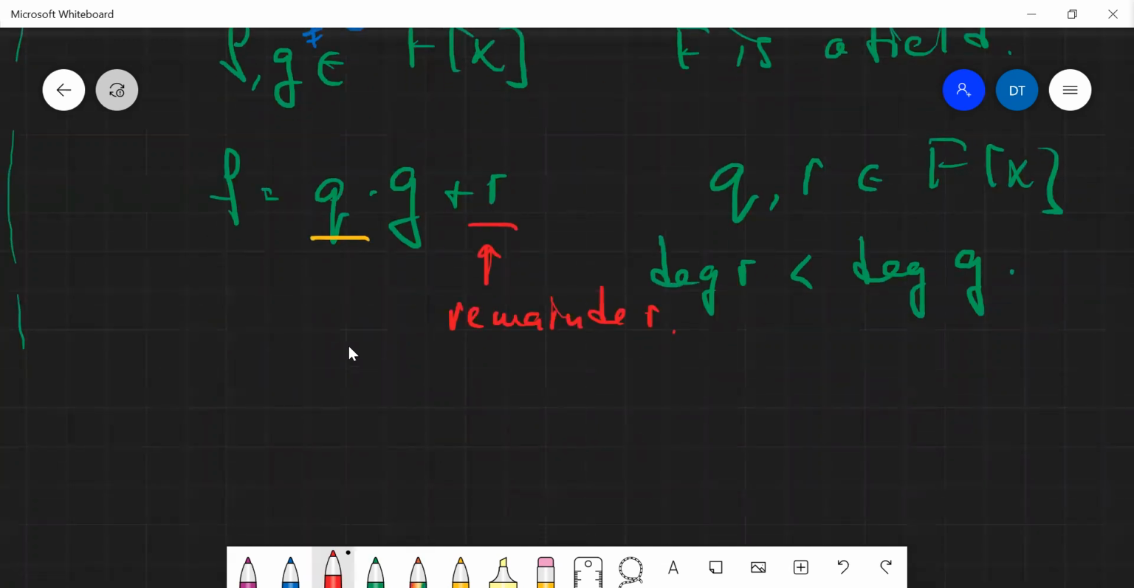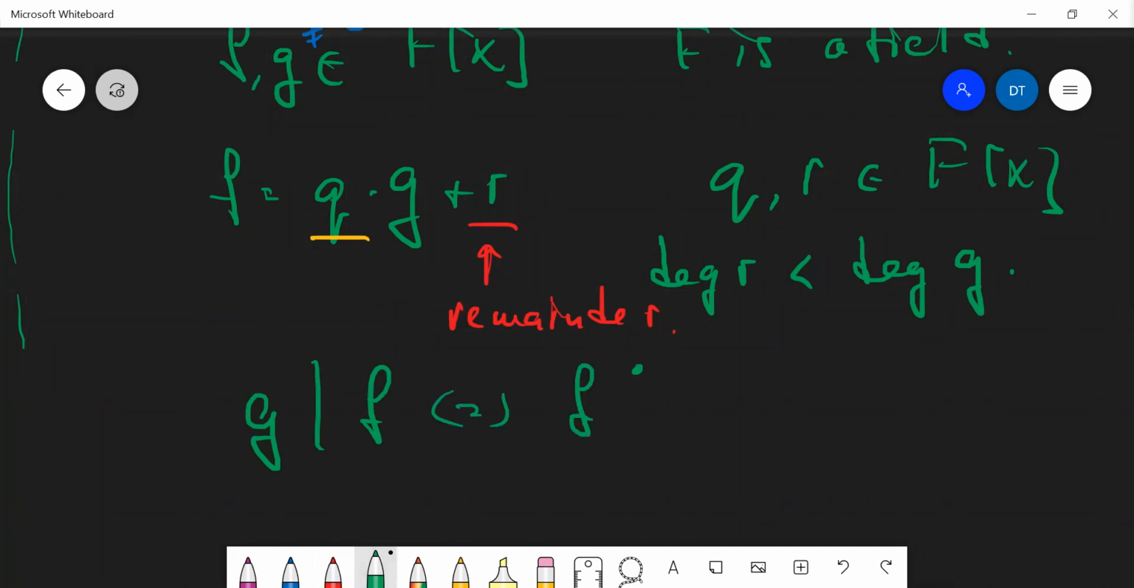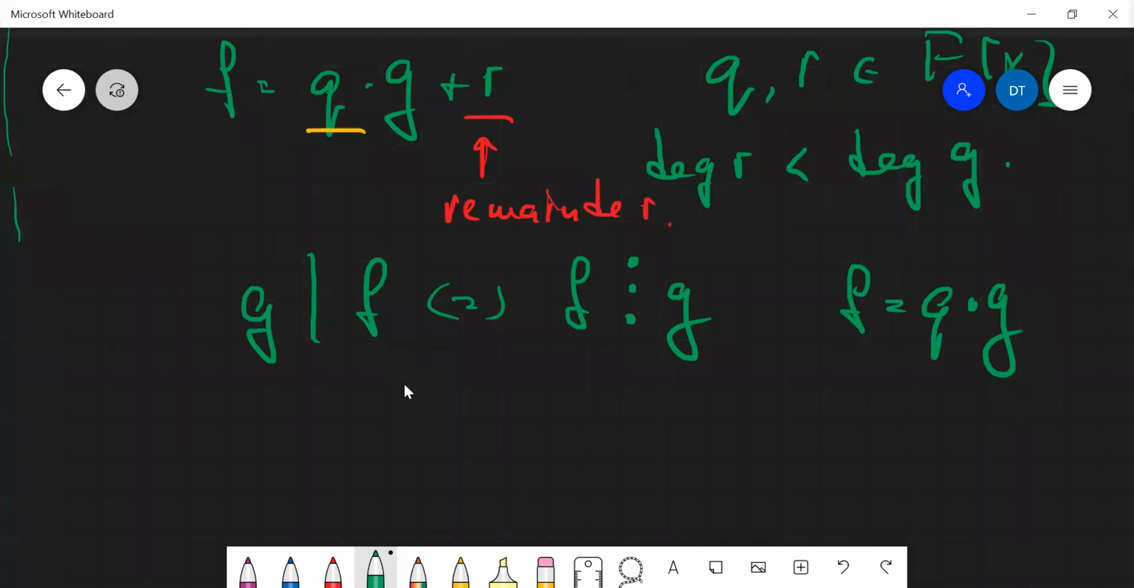Okay. Now, if the remainder is 0, we just simply say that g divides f. So g divides f. I will use this symbol, or there is a different symbol. f is divisible by g. You may use any symbol you wish. It means that f is represented as q times g without any remainder. And just in case, we assume that the zero polynomial is divisible by everything.